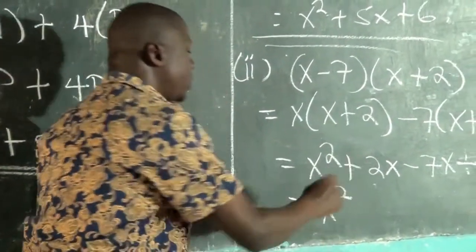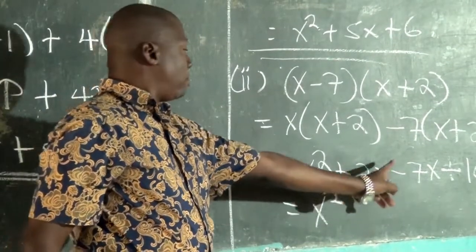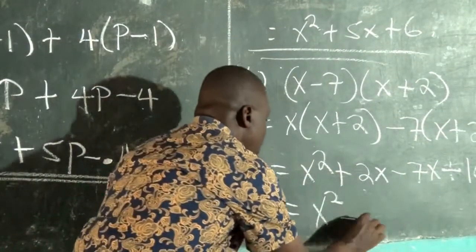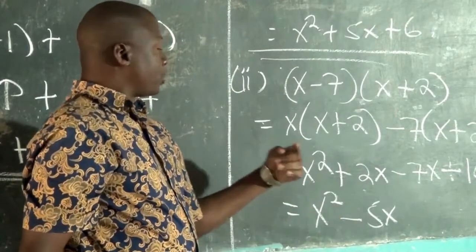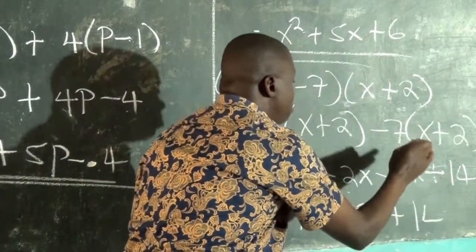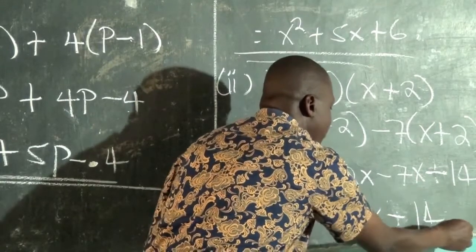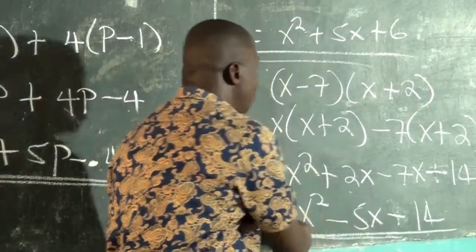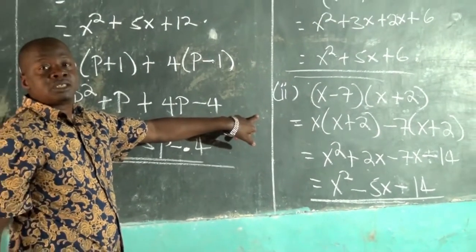We have x squared. Then in here, it is 2x minus 7x. It gives negative 5x, but minus. Plus, it is supposed to be minus. It is supposed to be minus 14.